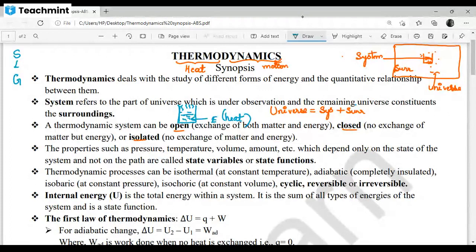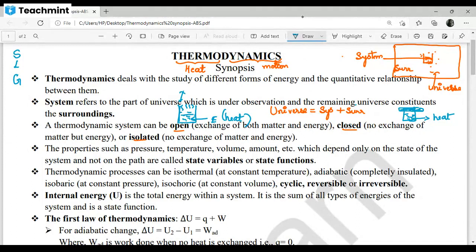So there is exchange of matter with the system and the surrounding as well as energy. This is called as open system. Whereas closed system is the same system if you close it, if you cover it with a lid. You call it as closed system. Here heat exchange can happen but not matter. So exchange of energy is possible but not matter. It is called as closed system.